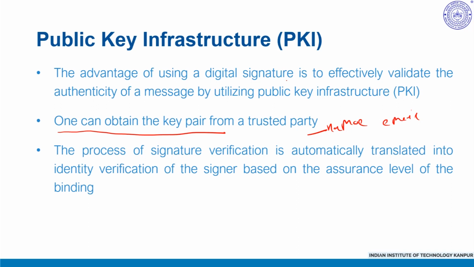The process of signature verification is automatically translated into identity verification of the signer based on the assurance level of the binding. Thus, a public key can be seen as an identity in these scenarios, while blockchains like Bitcoin adopt decentralized identity management without having a central authority to register a user in the system. Key pairs are generated by users themselves. So the members or nodes generate the public-private key pair themselves in a decentralized permissionless blockchain like Bitcoin. And users can generate as many key pairs as they want.